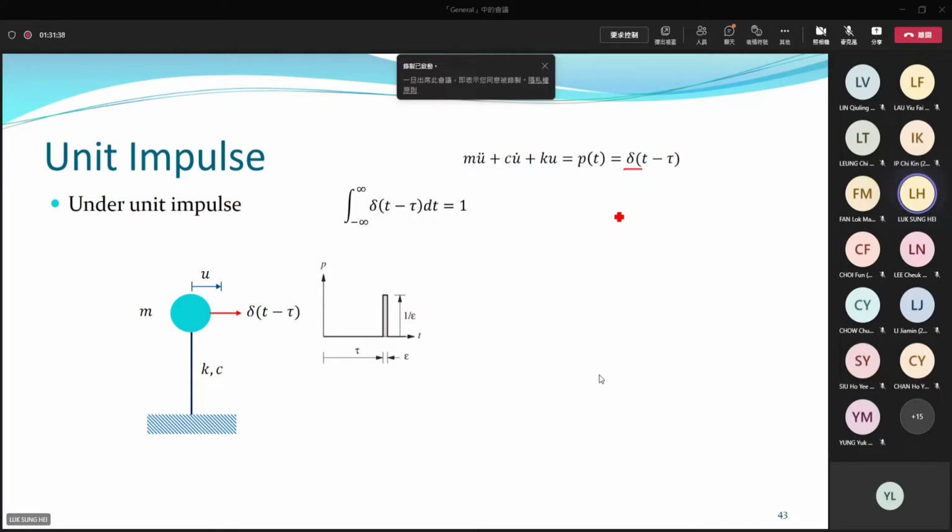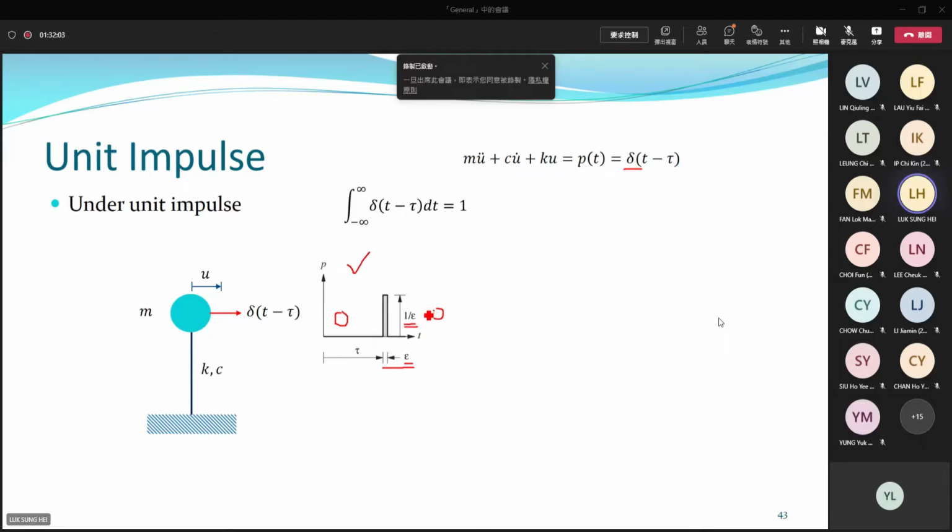Graphically, the unit impulse force is something like this. We have a loading history. There is no loading right here, except for a small duration. The duration of this pulse is equal to a small number, which we call epsilon. The height, the magnitude of this strip, is 1 over epsilon.